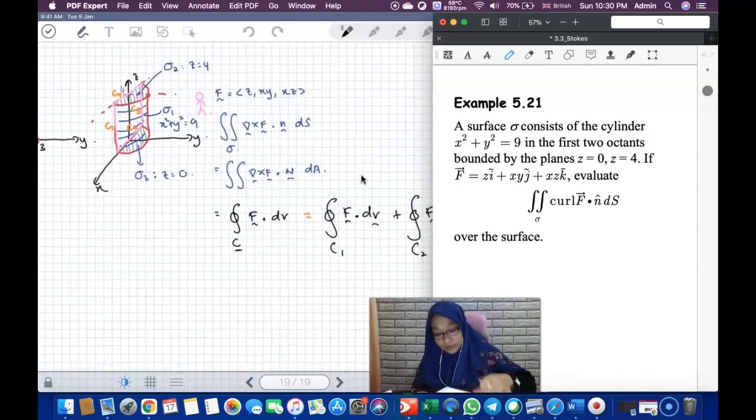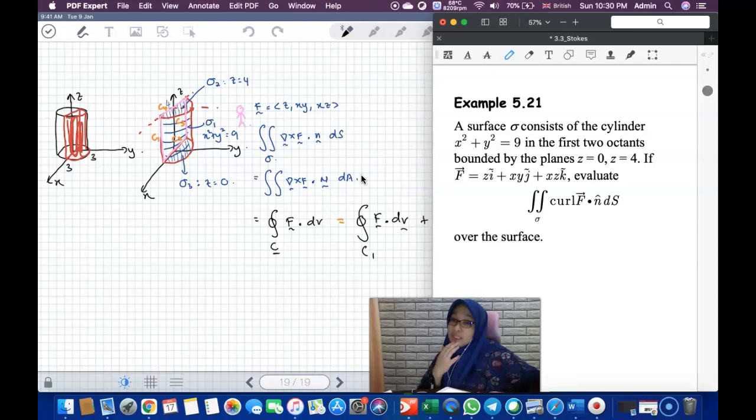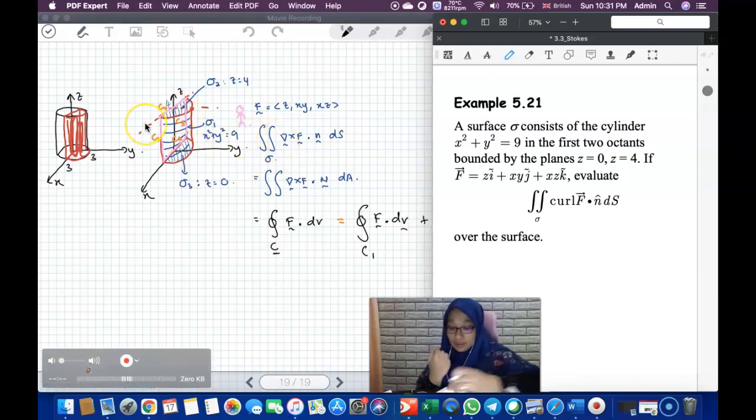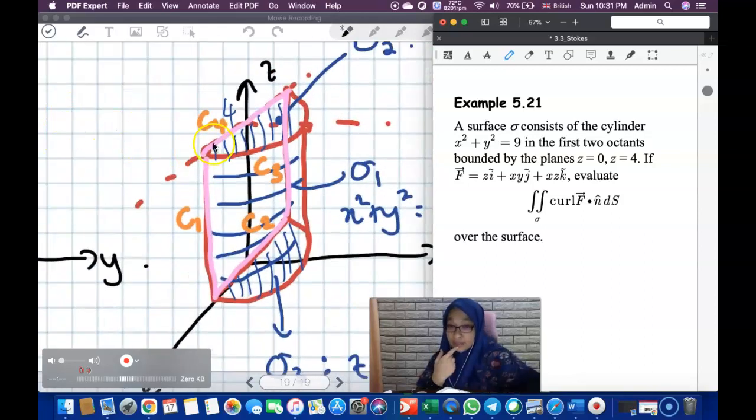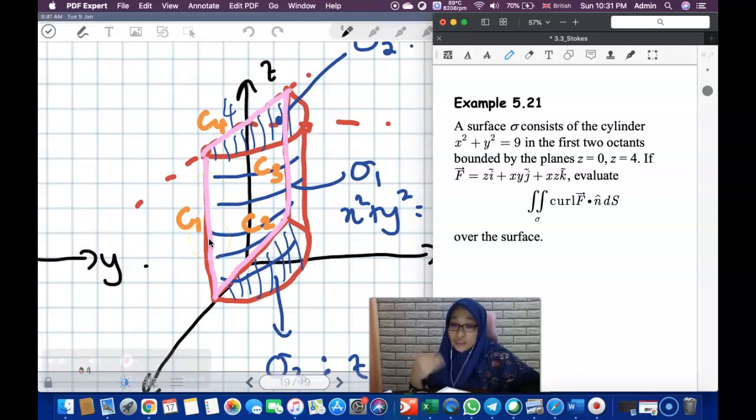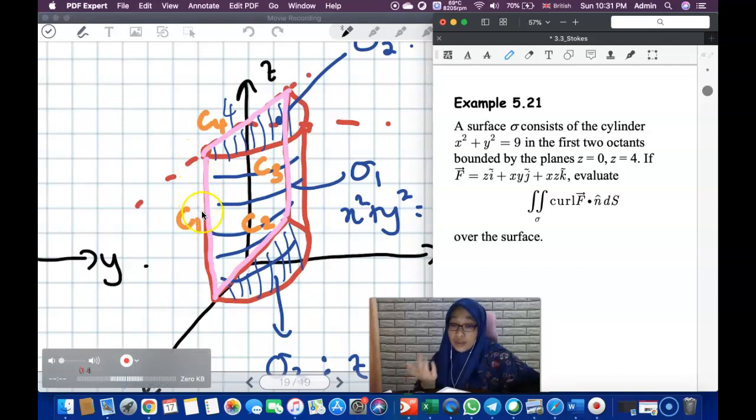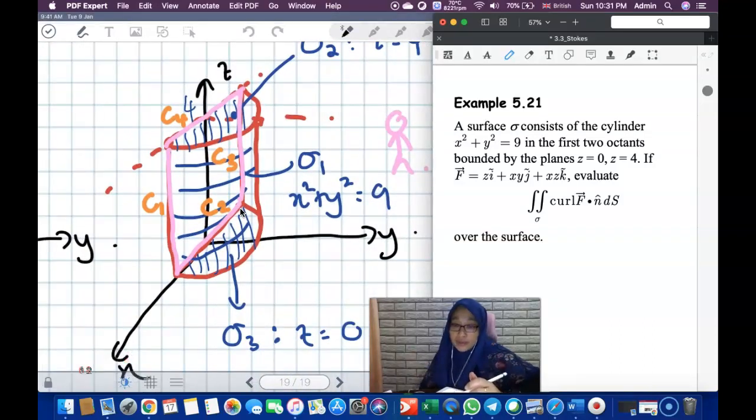Okay, so now look at your closed curve here in pink color. If you want to convert into parameter t, then you have to know the limit, from which t to which t, right? So you need to have the direction along the curve. So how can you know the direction, whether you have clockwise or anti-clockwise? Again, we implement the right hand thumb rule.